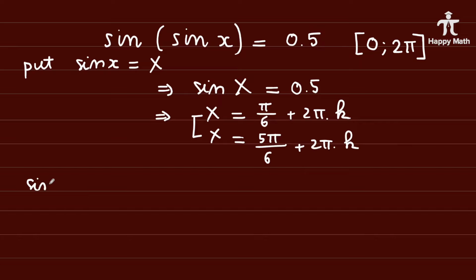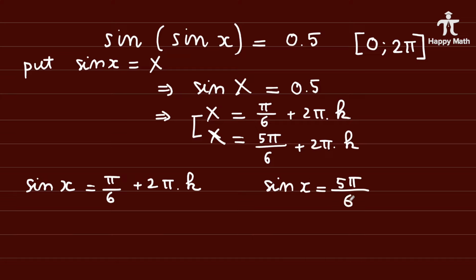H represents sin x, because at the beginning of this question, I set sin x equal to capital H. So capital H equal to pi over 6 plus 2 pi k means sin x equals pi over 6 plus 2 pi k. And the second solution for sin x in this case will be 5 pi over 6 plus 2 pi k. I will call this one the first case and this one the second case. So let me try case 1 and case 2 one by one.